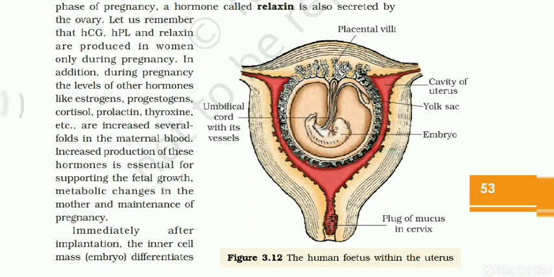Yolk sac, which is the extraembryonic membrane, is helpful for nourishment for a couple of days. The growing embryo is inside that, and the umbilical cord is connected to the placenta. Okay, so the plug of mucus in the cervix is deposited to isolate from the surrounding.